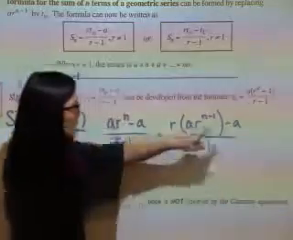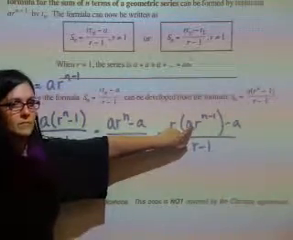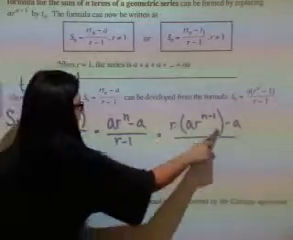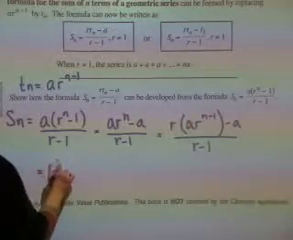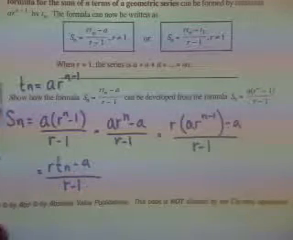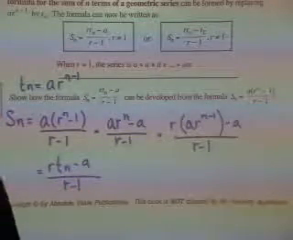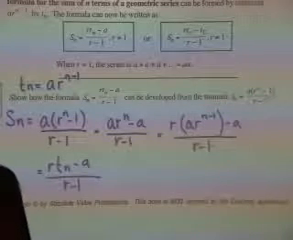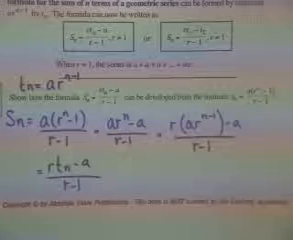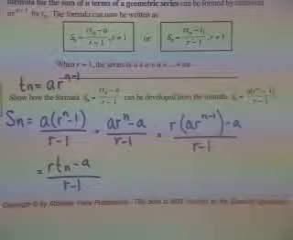There's my t of n. So now instead of writing all of this, I can write my t of n minus a divided by r minus 1. So really, it'll just depend what you're given for unknown values as to which formula you should use.